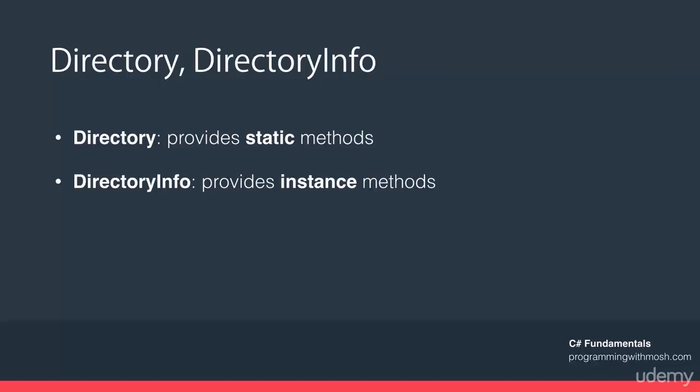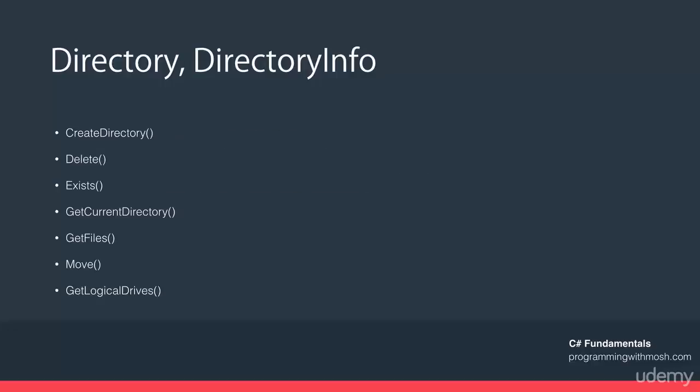Directory and DirectoryInfo are very similar to File and FileInfo. So the Directory class provides static methods, whereas DirectoryInfo provides instance methods. And you use either of these classes to work with directories. Here are some useful methods. CreateDirectory, Delete, Exists, GetCurrentDirectory, which returns where the application is currently sitting. GetFiles, which returns the files in a directory.